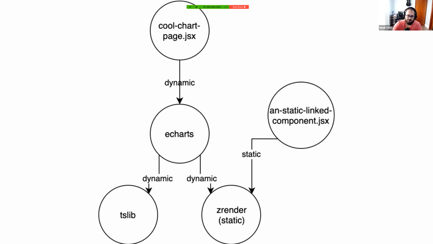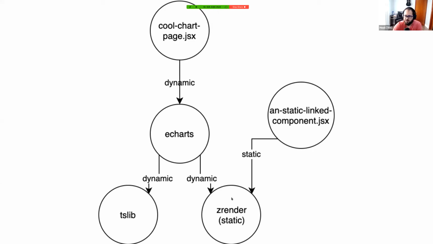Let's suppose you have another component. I'm calling it here a static linked component. This component is loaded at runtime. It's been bundled in your initial bundle. And then this component imports the zrender in a static way. You can see that the chart is calling it dynamic and the static linked component is calling it static. What is going to win? The static one. So this component is going to be bundled in the initial bundle.